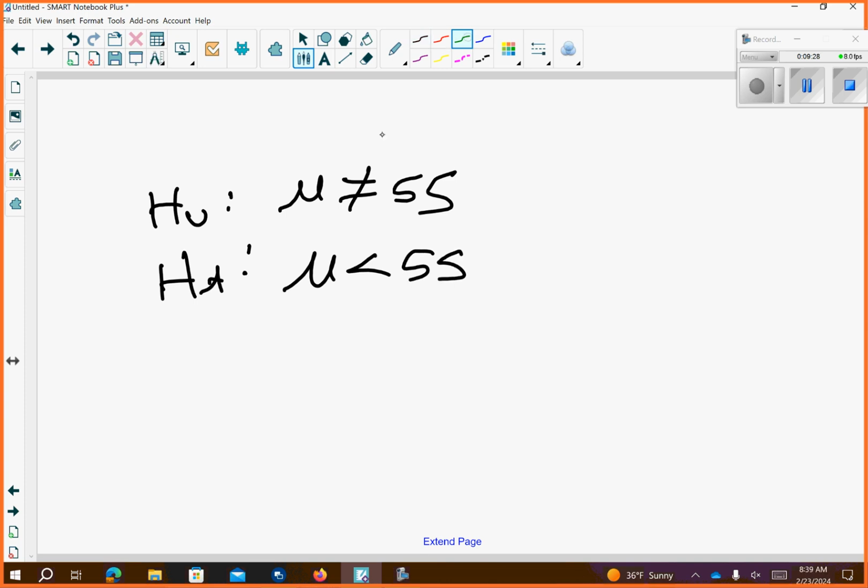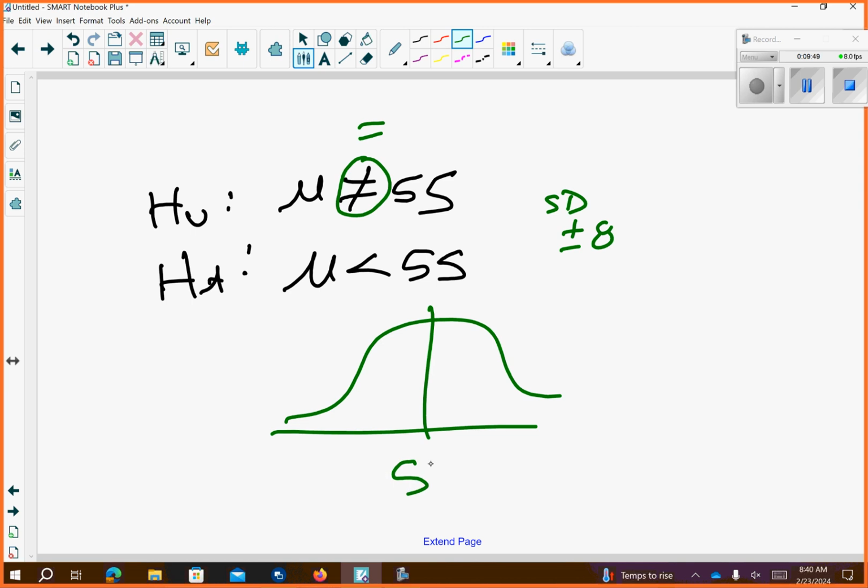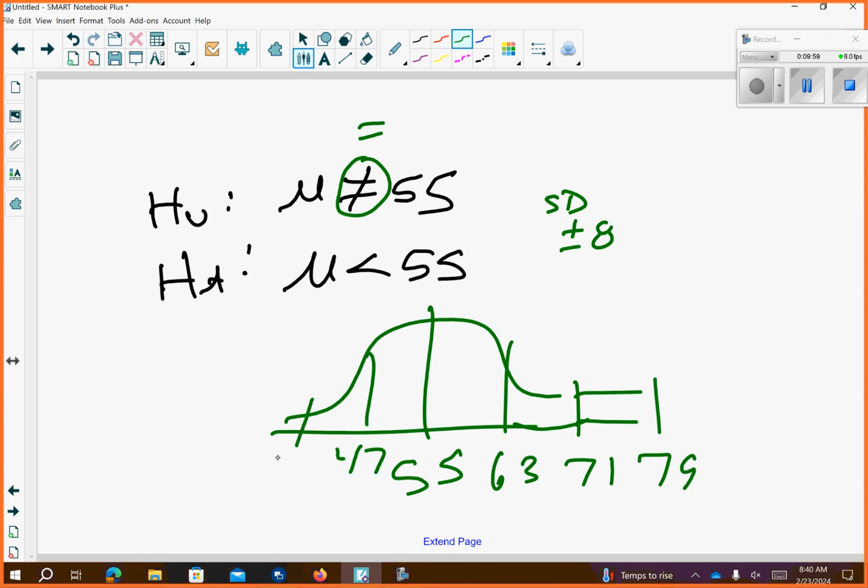Now, the big thing is, could this be an equal sign? I think we could get away with that as well. So they do have that listed. They say the standard deviation is $8, so plus or minus 8 would be our standard deviation. If we were to draw our normal distribution, it would look like this: 55, 63, 71, 79. Look at that wonderful normal curve. 47, 39, and 31. Okay, there's our normal distribution.